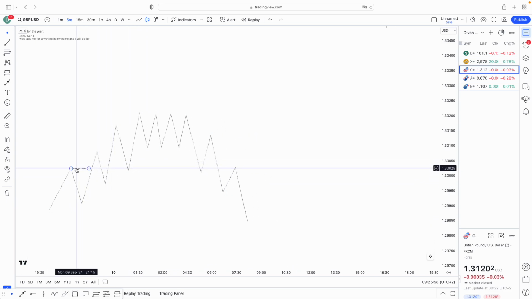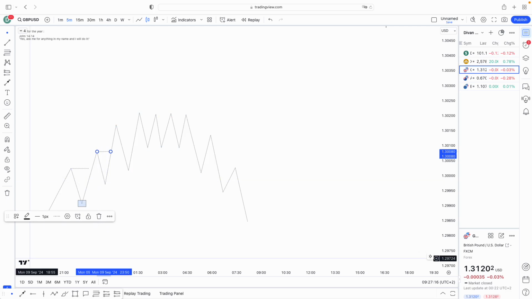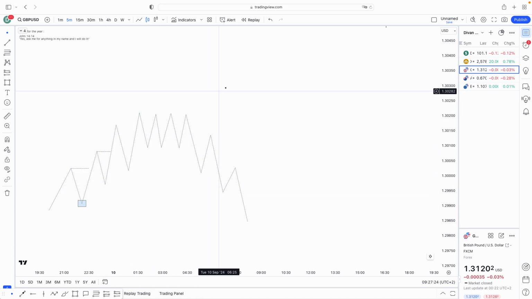Why do I say that? Because this and this is strong. This becomes a weak high, and this becomes a strong low. Why do I say that? Because this low had the power to take out this high. Okay, and obviously we just continue. This becomes a weak high, and this becomes a strong low. Why do I say that? Because this low had the power to take out that high, and so on and so forth.